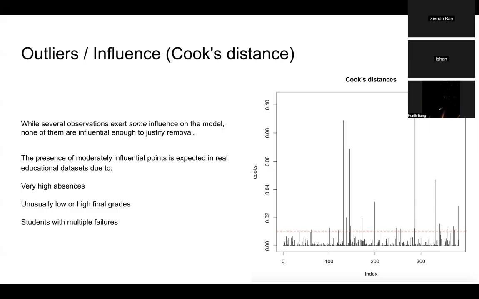While a few points stand out as moderately influential, none of them exceed common thresholds for concern, meaning that there is no single student exerting enough influence to distort the model. These mild spikes are expected in real educational datasets, especially for students with high absences, unusually low or high final grades, or multiple past failures. Since none of the points are extreme enough to justify removal, we keep all our observations in the final model.